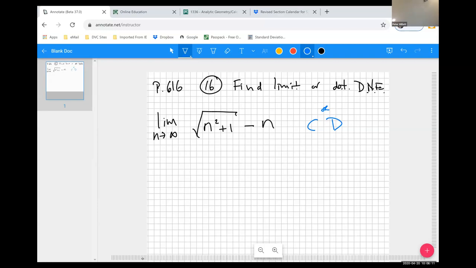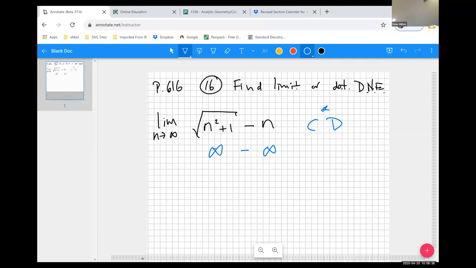So the thought process you could use is that you have something of the form where this term on the left, the square root of n squared, is kind of like an n. And as n goes to infinity, that goes to infinity. And then we have n itself, which is going to infinity. So we have something of the form infinity minus infinity. This is an indeterminate form.